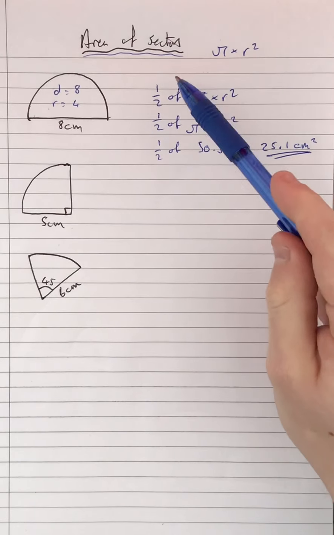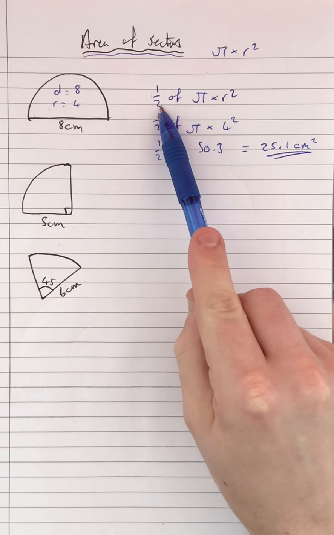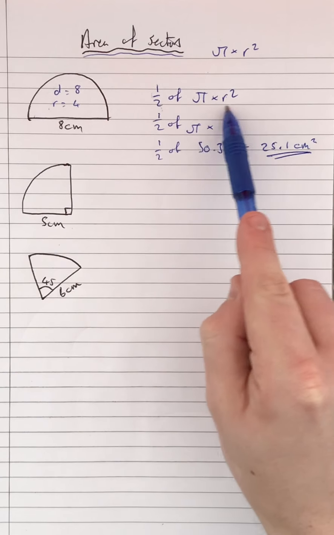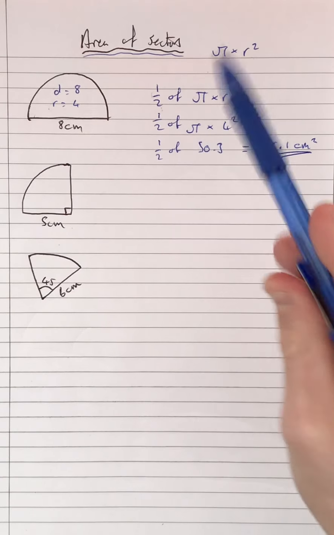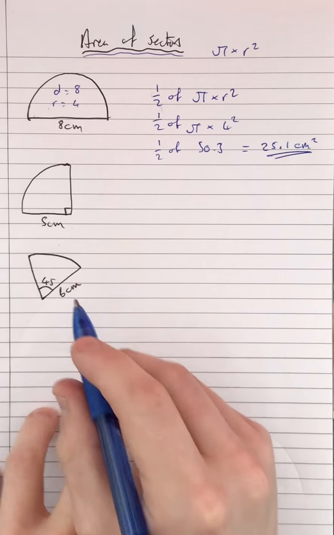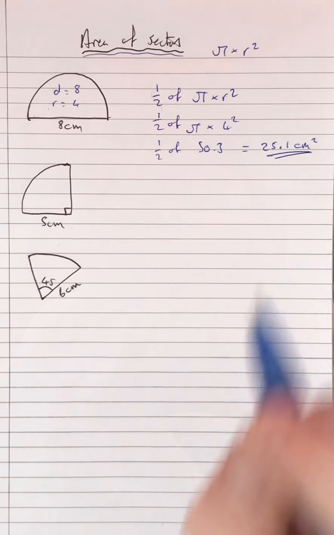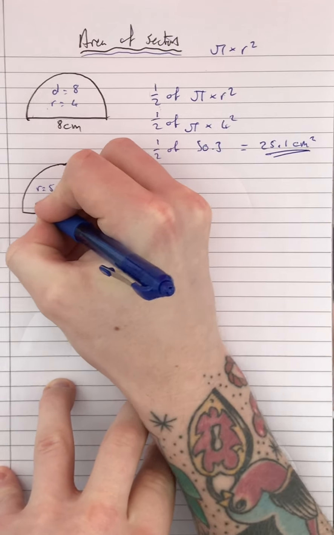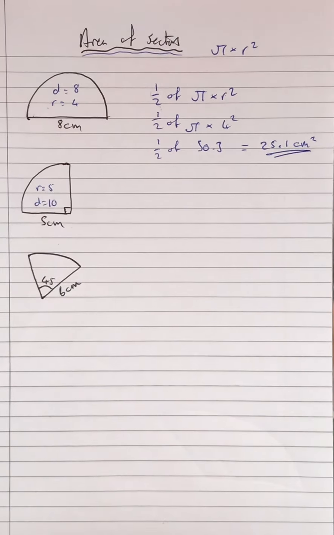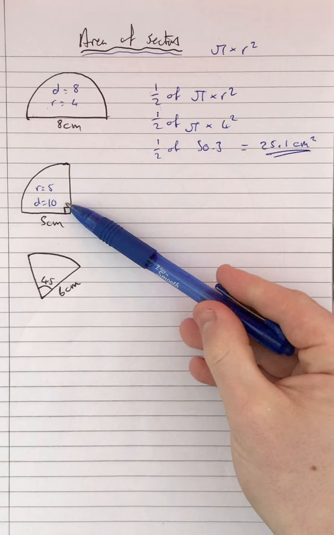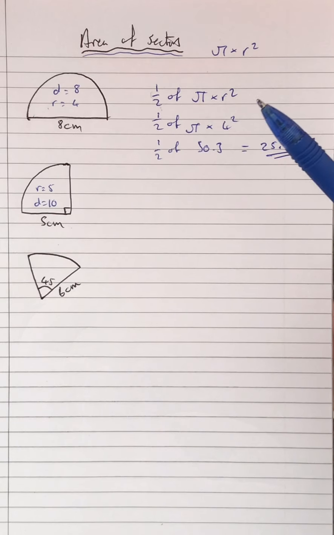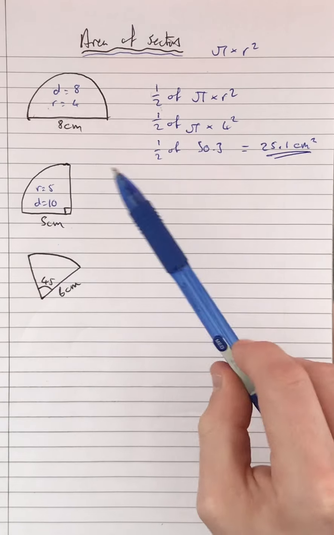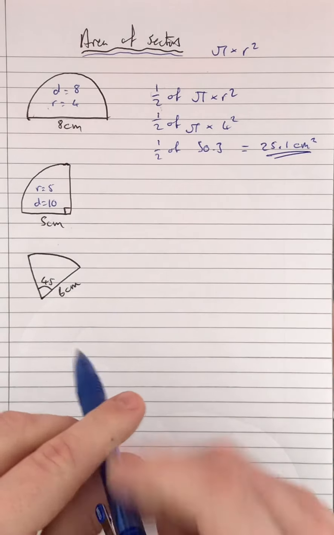Okay, so what fraction of the whole circle have I got? I'm going to want that fraction of the area of the whole circle. Okay, so again, the second example, we've got the radius is 5 and the diameter is 10. I would always write that down, guys. You might not need the diameter in this case, but it's better to have both of those pieces of information written there for when you're deciding what information you do need.